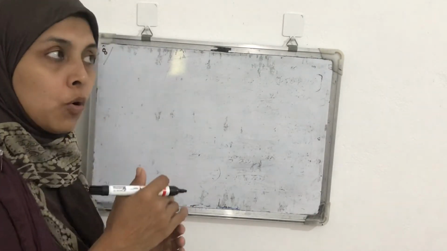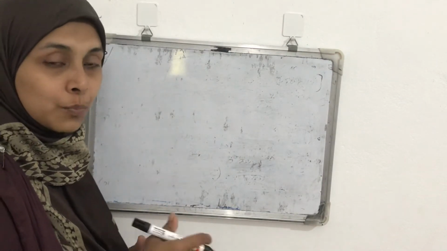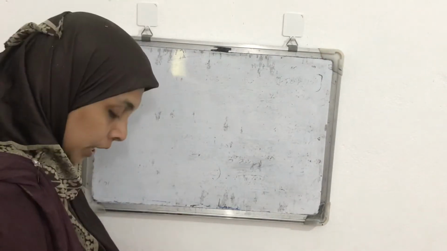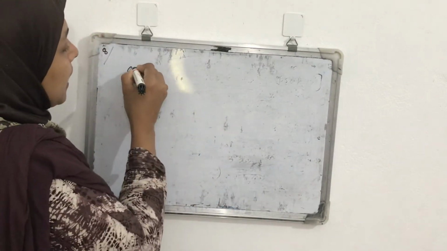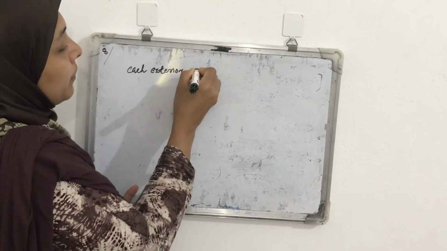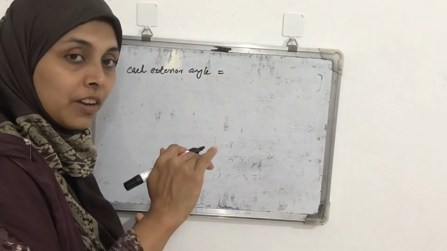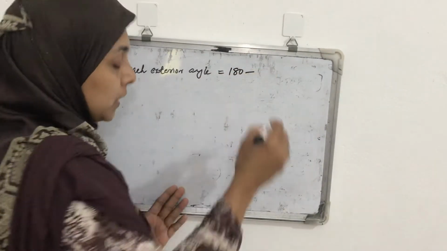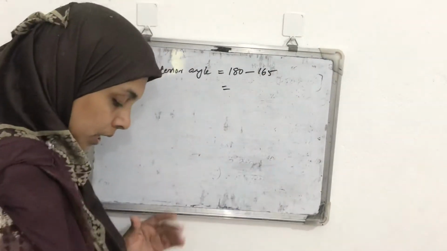For any polygon, if the interior angle is given, we can find its exterior angle using which property? Using linear pairs. So if the interior angle is 165 degree, then how much will each exterior angle be? The sum of those two angles will be 180. So 180 minus the interior angle given, 165.